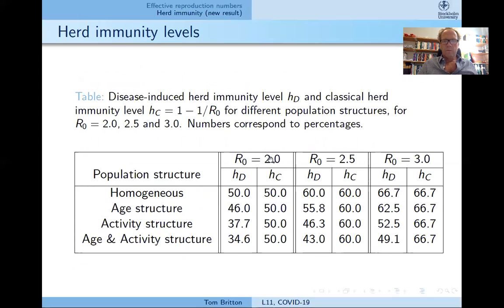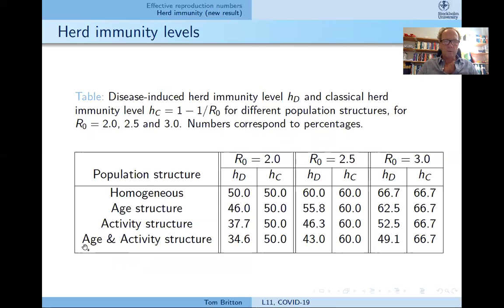So depending on the original value of R naught, remember now that we have 6 different age groups, we have mixing rates between the different age groups, and then we have social activity within each age group. And then let's focus on the mid one, which is considered to be fairly realistic for at least the Stockholm region. Then here on the right is the classical herd immunity level, and that is 60%, irrespective of what type of population structure we consider.